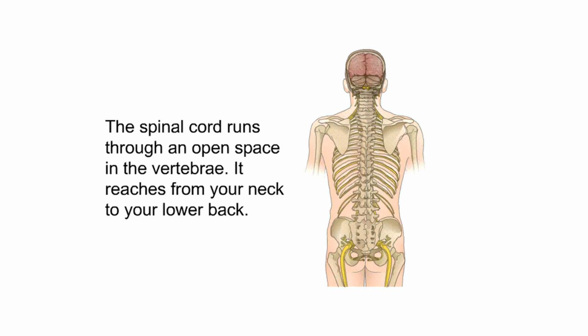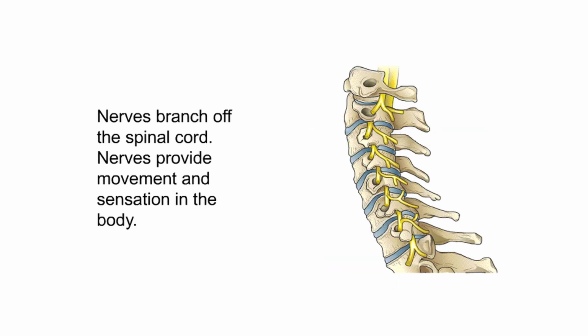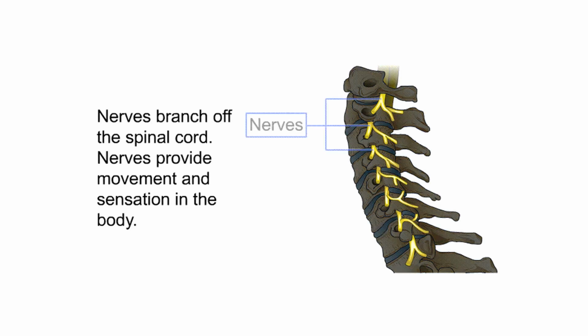The spinal cord runs through an open space in the vertebrae. It reaches from your neck to your lower back. Nerves branch off the spinal cord. Nerves provide movement and sensation in the body.